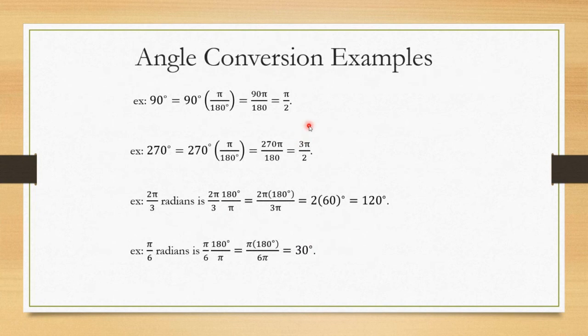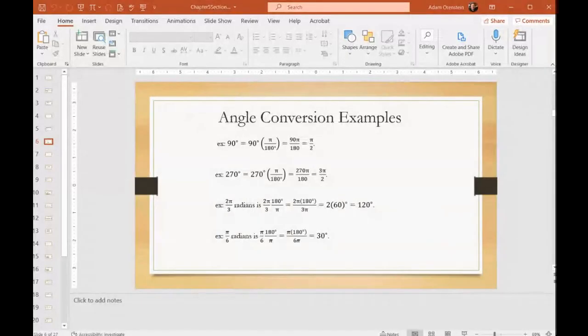So, for instance, let's say we want to convert angles. Let's say we have 90 degrees, and we want to get that in radians. Before I do that, let me just stop this.